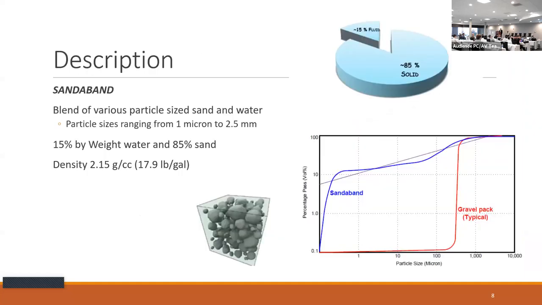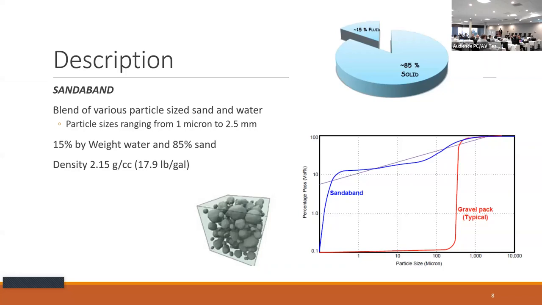So what could we do? There's a material that was developed in the North Sea area to abandon wells. Its original name was Sandaban. It's a mixture of sand and water. First of all, I'll describe it, and then I'll give you some of the advantages of using this material. So the basic concept is you take a particle size distribution of sand, and you calculate the volume of water it's going to take to fill the interstitial spaces, and you mix those together, and you get this particular product. So 15% by weight of the material is water, and the other 85% is sand.